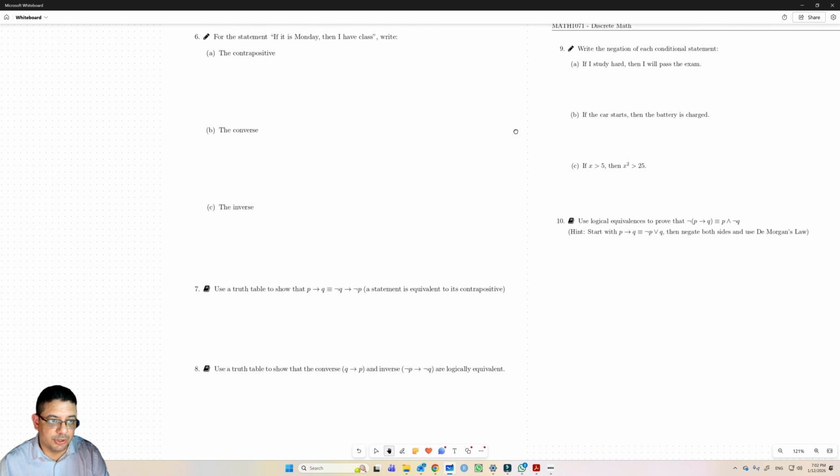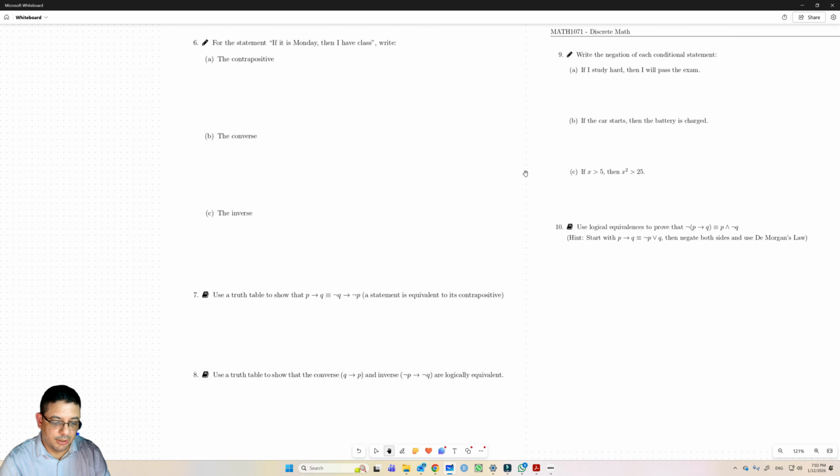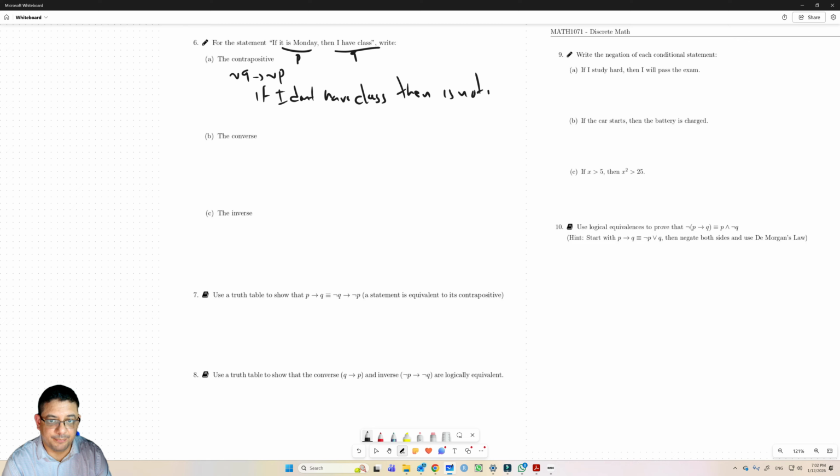Now let's go to question 6. This is similar. If it is Monday, then I have class. This is an implication, P then Q. So the contrapositive will be the negation of Q implies the negation of P. If I don't have class, then it's not Monday.